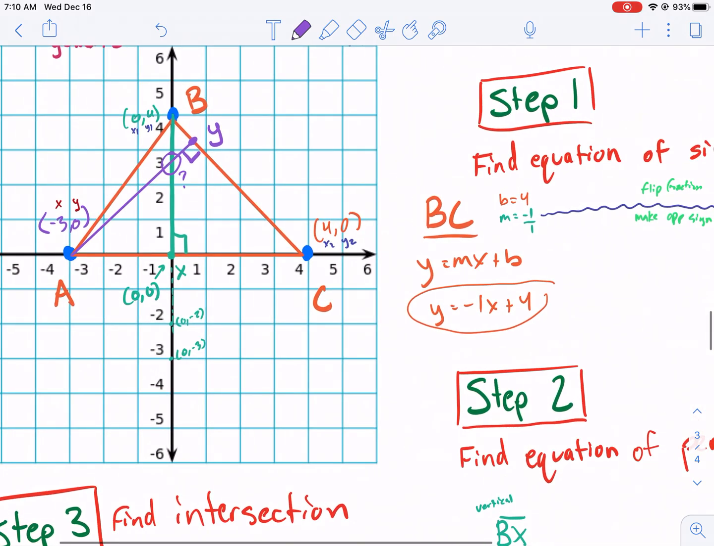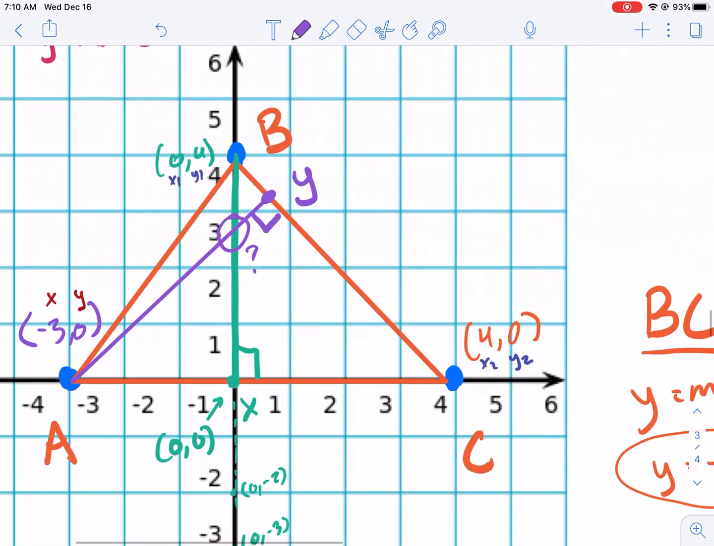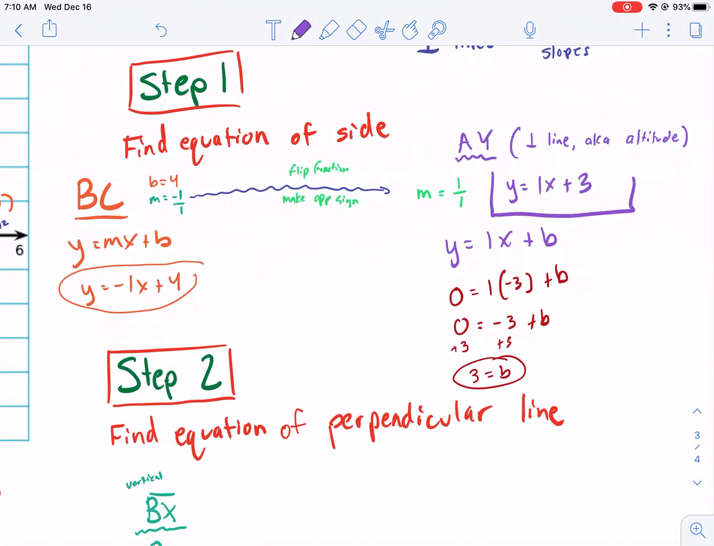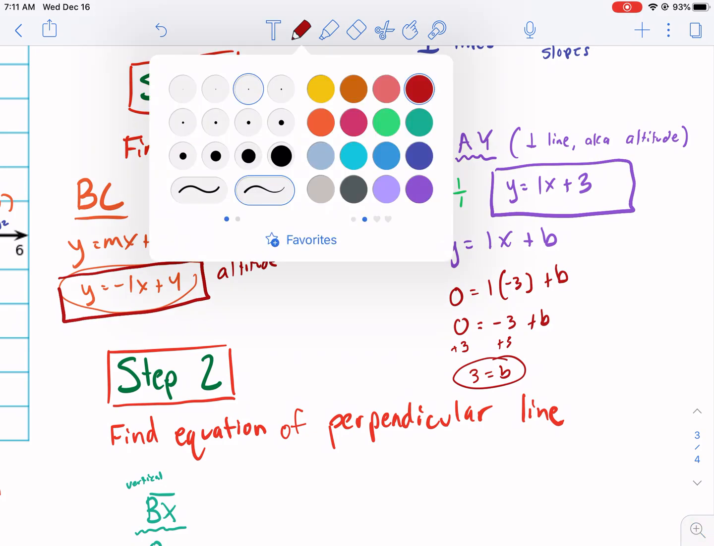So as you can tell, I haven't drawn this line perfectly. I really should change it a little bit. Okay, so I'm going to go ahead and change it. It really should look like that, because it needs to intersect at 0, 3. Now I have this equation, and I have this equation for BC. And those are both altitudes. This is an altitude, and this is an altitude.